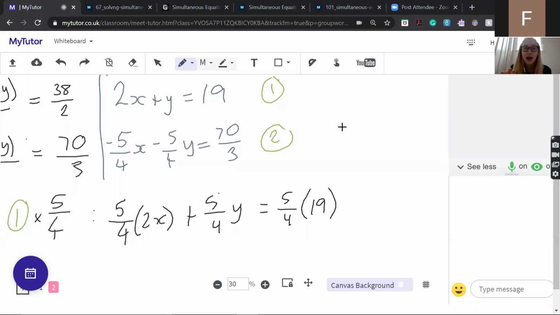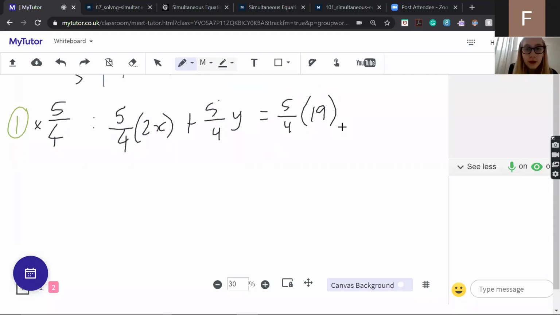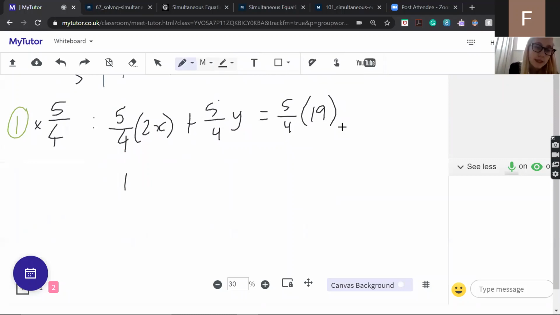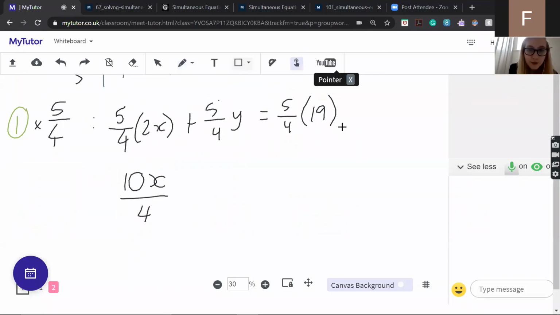And now I'm going to make it look a little bit nicer. So with this one, 5 over 4, I'll write what it is and see if you can see it. This is going to be 10x over 4. And the reason for this is because when we multiply, this is as if we're multiplying by 2x over 1. So we just multiply the top. So it becomes 5 times 2, which is 10x over 4. But we know that we can do a bit better than that because this is going to simplify to 5x over 2. Because 10 over 4, if we divide the top and the bottom by 2, we get 5 and 2. So hopefully you can see that this is going to be 5x over 2.